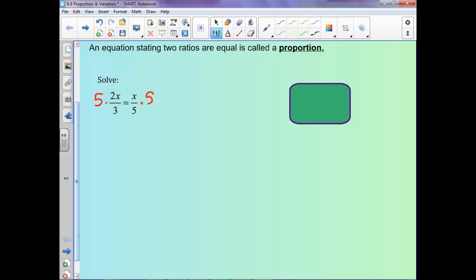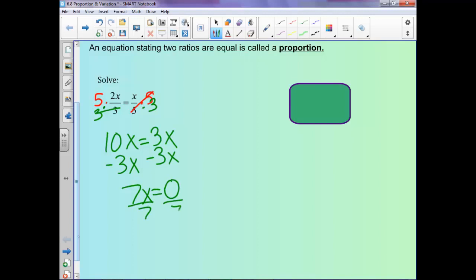And now this would cancel out here. But we also want to get rid of this 3, so we can multiply both sides by 3. And then these 3's would cancel. And we're left with 10x equals 3x. Get our x's on the same side. And there we go.